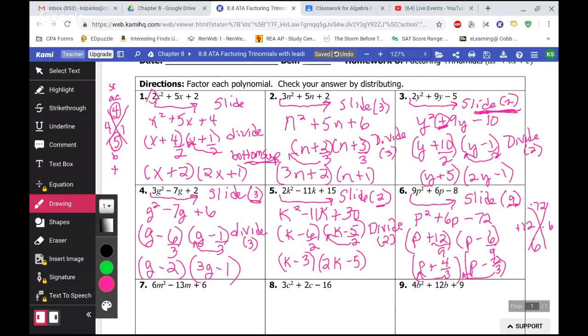So the final answer is going to be 3p plus 4 times 3p minus 2.